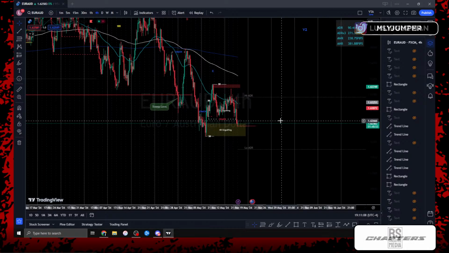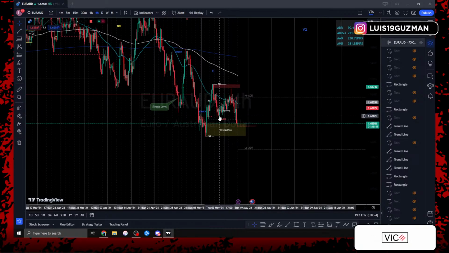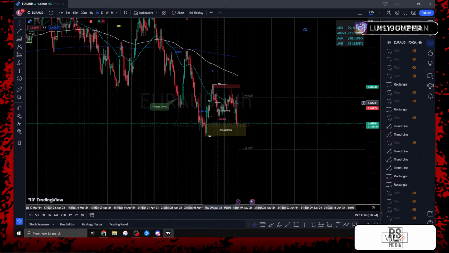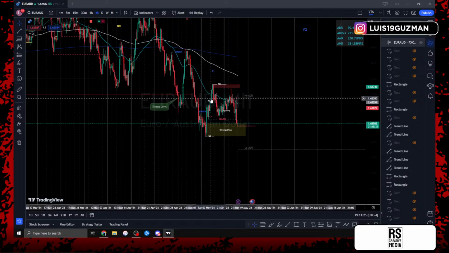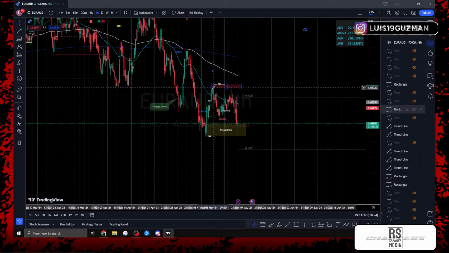For me to have felt comfortable taking this trade, I would have loved to have seen price give me a change of character to the upside first, giving us a pullback to then continue. The fact that we had the change of character and then price continued to go up, what does that tell us?